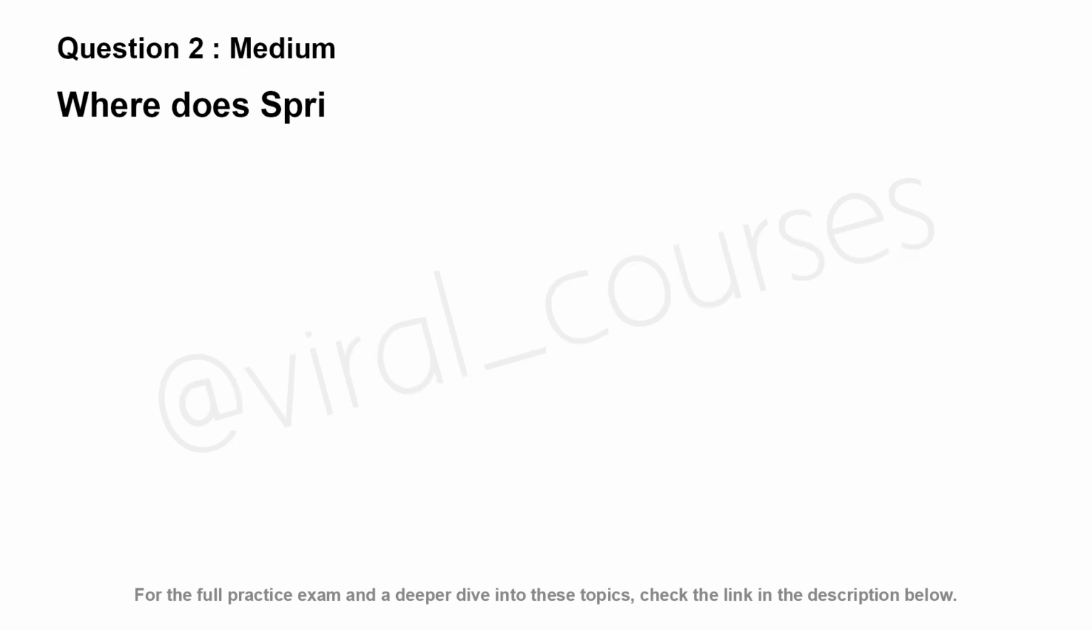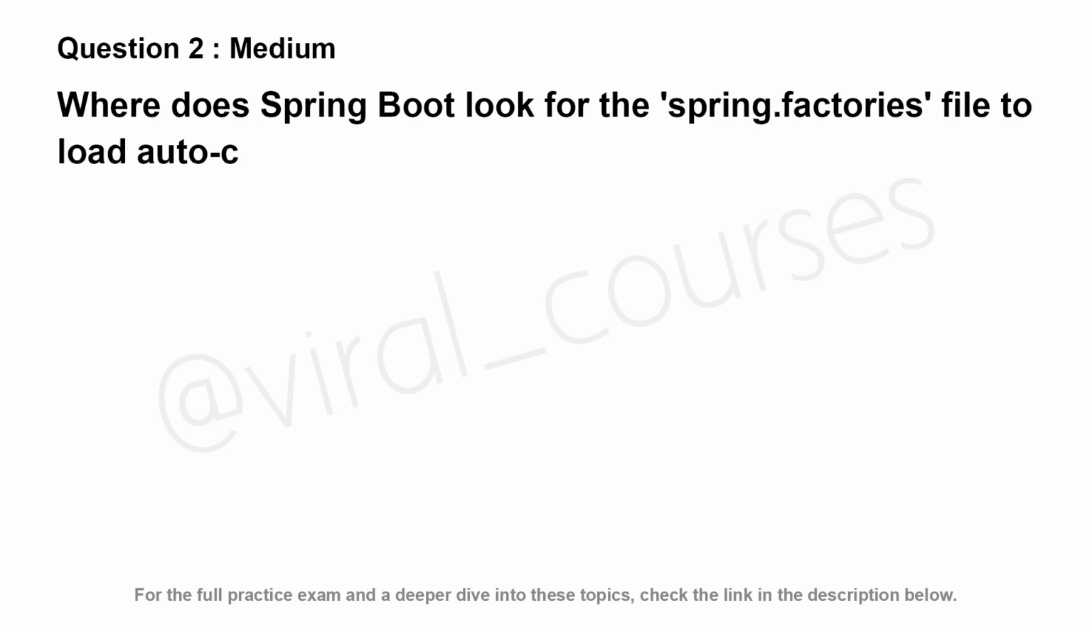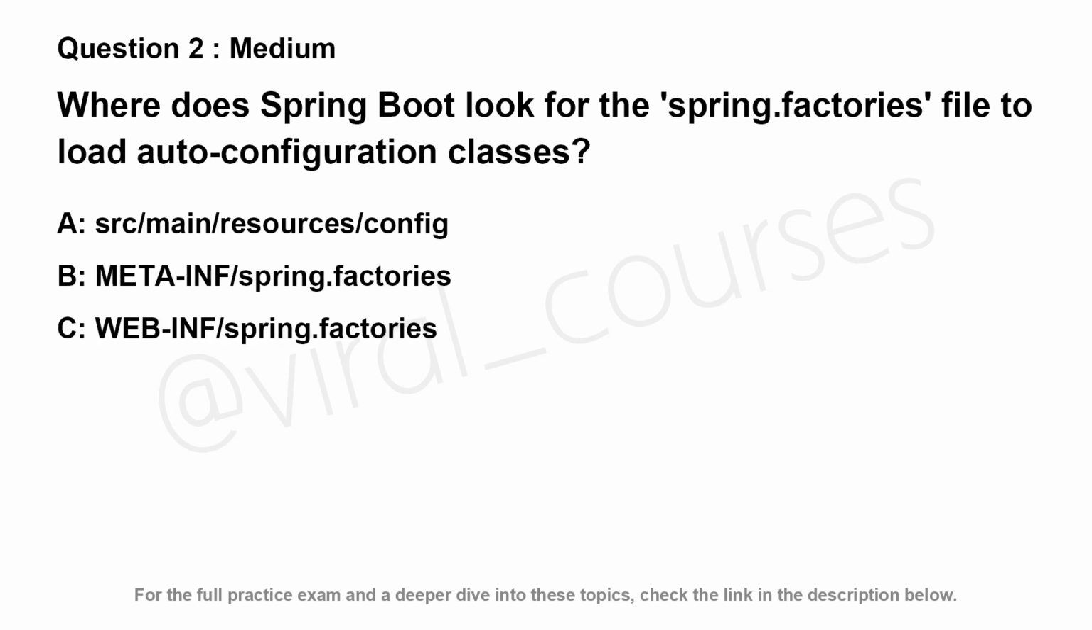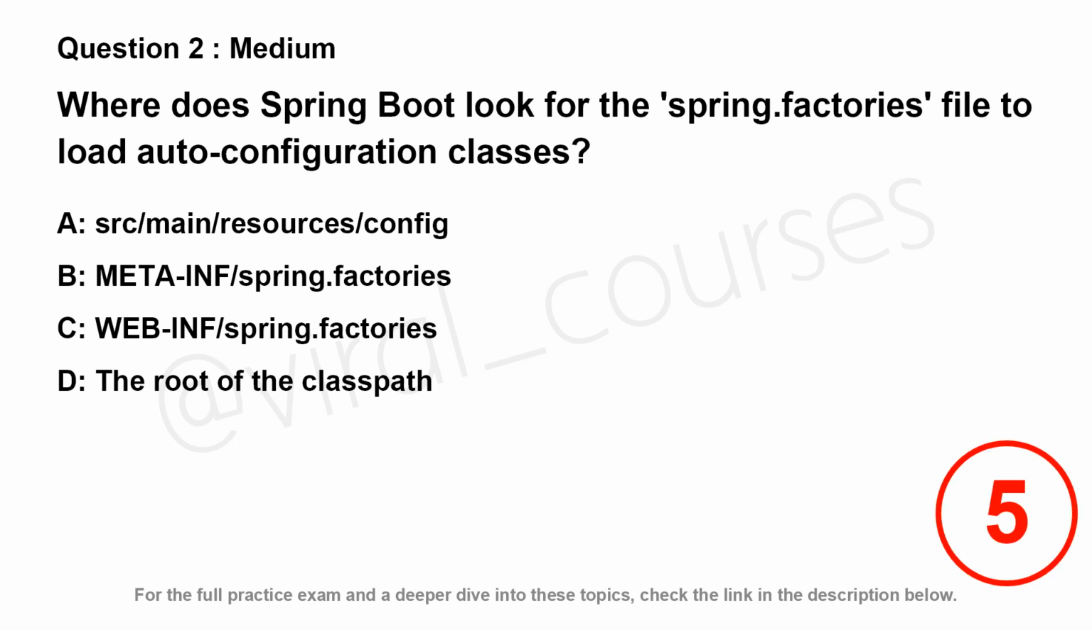Where does Spring Boot look for the spring.factories file to load auto configuration classes? Option A. src/main/resources/config. Option B. META-INF/spring.factories. Option C. WEB-INF/spring.factories. Option D. The root of the classpath.